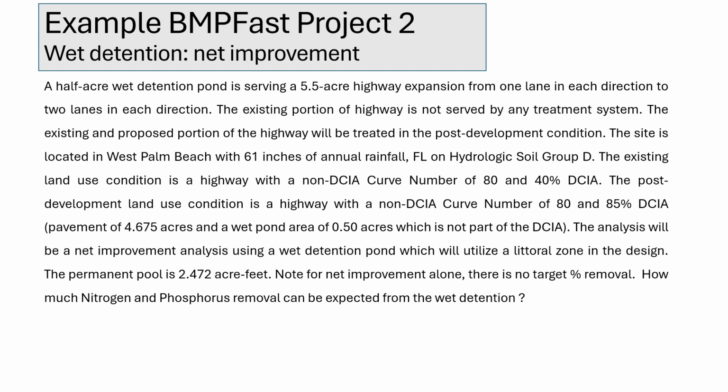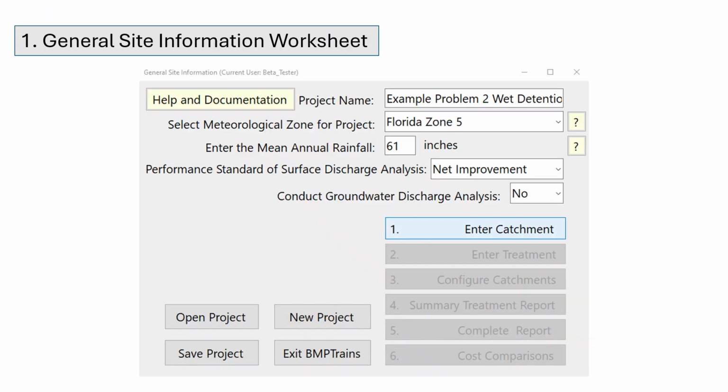The key distinction for a net improvement analysis is that there is no fixed target removal percentage required up front. Instead, the goal is to determine how much nitrogen and phosphorus removal the wet detention pond must achieve so that the post-development average annual nutrient loading does not exceed the pre-development loading. In other words, you are calculating the treatment efficiency needed to offset the increased pollutant load from the expanded impervious highway footprint. We'll start by filling in the general site information worksheet.